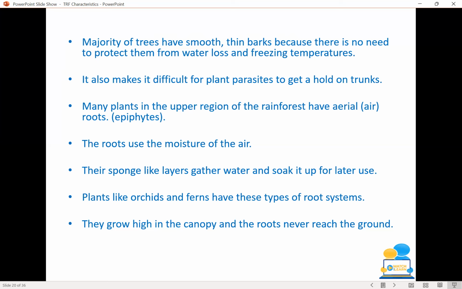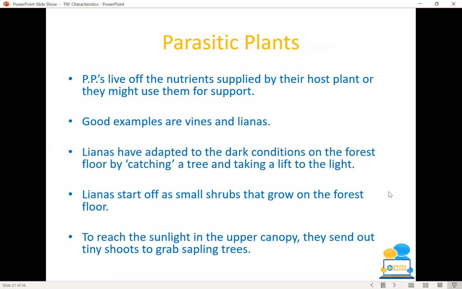So again, another adaptation for plants, and how they can survive in an area that they would not be as used to, or in an area that has presented them with challenges. Finally, we've got our parasitic plants. As I said to you already, parasitic plants basically live off another tree or plant. So parasitic plants live off the nutrients supplied by their host plant, or they might use them for support. Good examples are our vines and lianas.